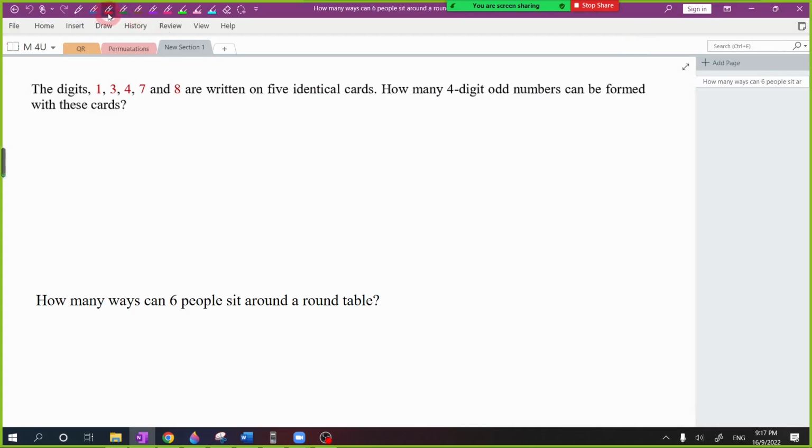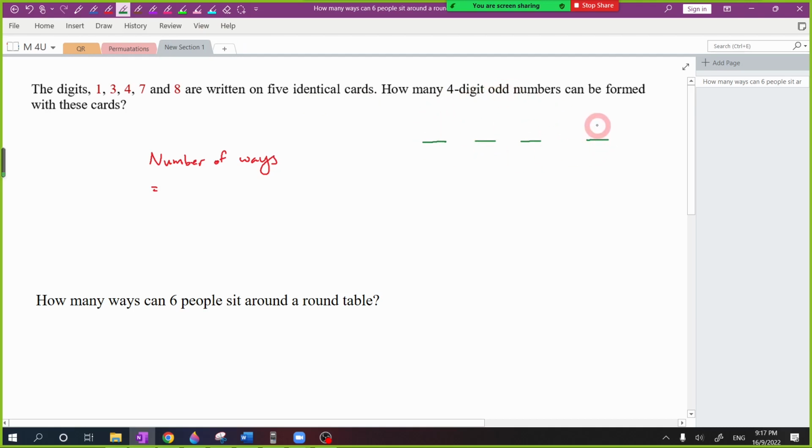Now let's look at another question. The digits 1, 3, 4, 7, and 8 are written on 5 identical cards. How many 4-digit odd numbers can be formed with these cards? We want only 4 of them. So you can do it this way. Number of ways. We need to consider the condition requested by the question first, which is that we need an odd number.